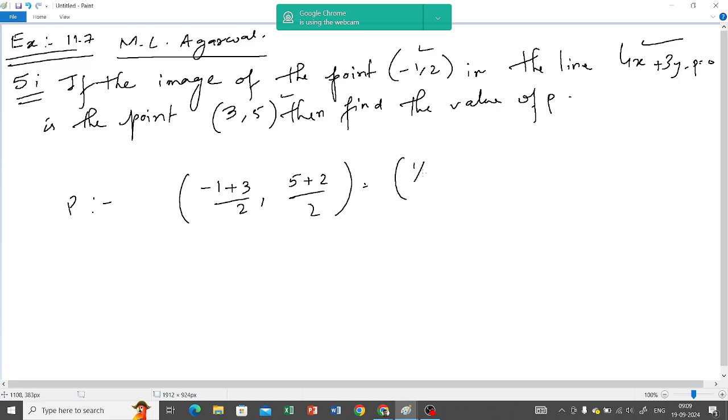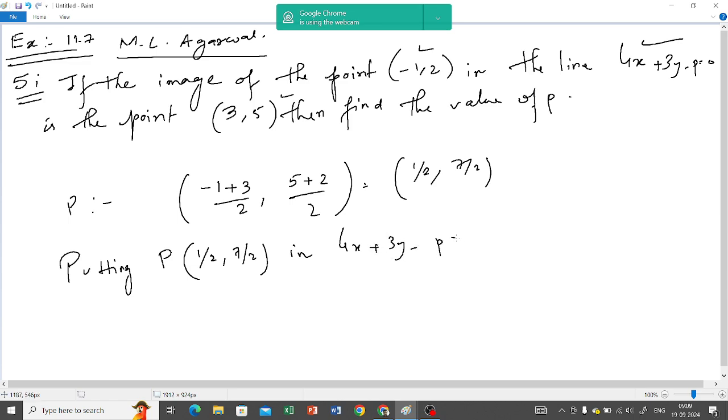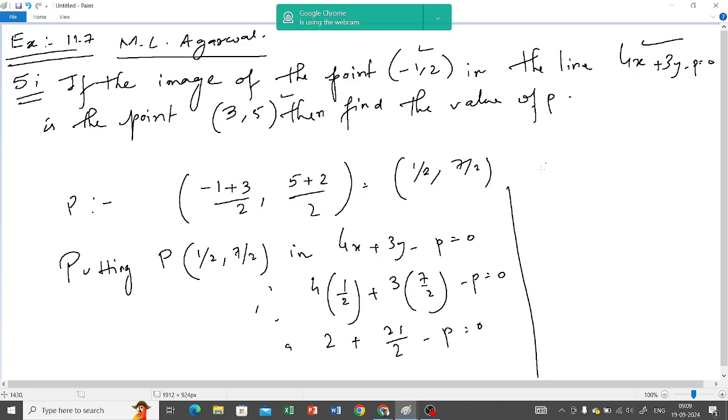So that is 1 by 2, 7 by 2. Okay, now putting the values, 12.5 is the answer.